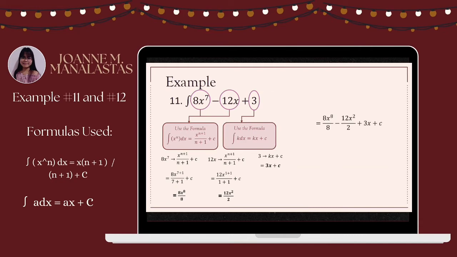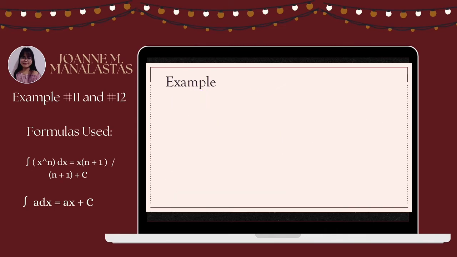Combining all of this, we have 8x raised to 8 over 8 minus 12x squared over 2 plus 3x plus c. And as you can see, we can still get the lowest terms of this answer. So the final answer will be x raised to 8 minus 6x squared plus 3x plus c. Moving on, for number 12, we have 14x raised to 6 minus 9x squared plus 4x minus 13.